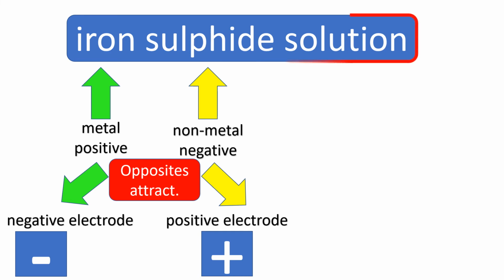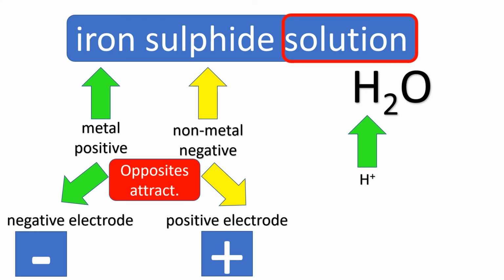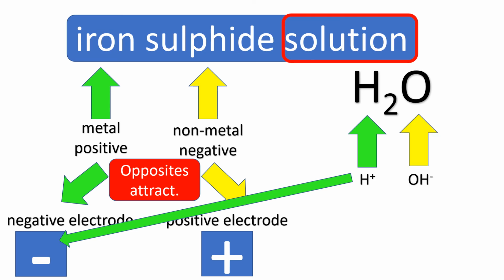Now let's look at this word solution. You need to recognise that the word solution means water, and therefore you would have the H plus. Where's that going to go? Well, it's a positive, it's going to go to the negative, so the cathode, and it's got the OH minus. Where's that going to go? It's going to go to the positive electrode or the anode. And you'd need to recognise all that from the word solution.